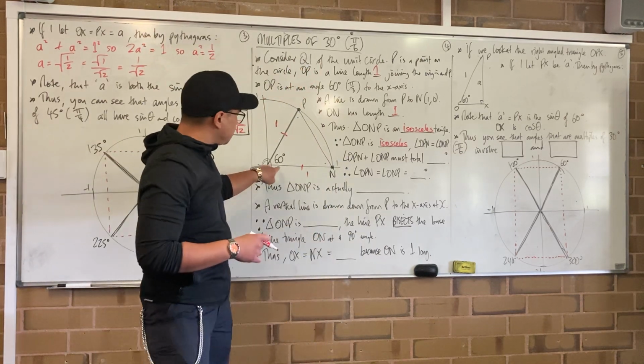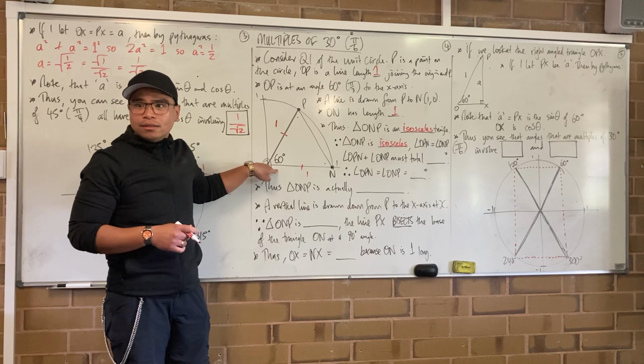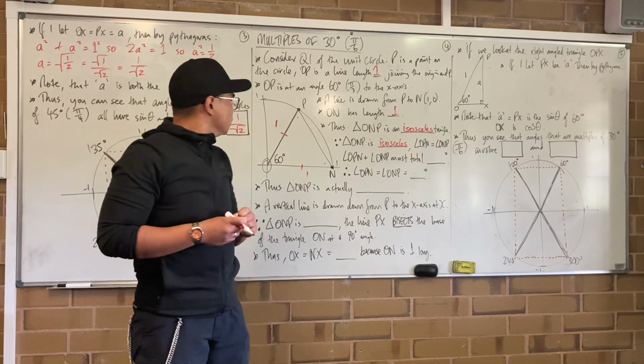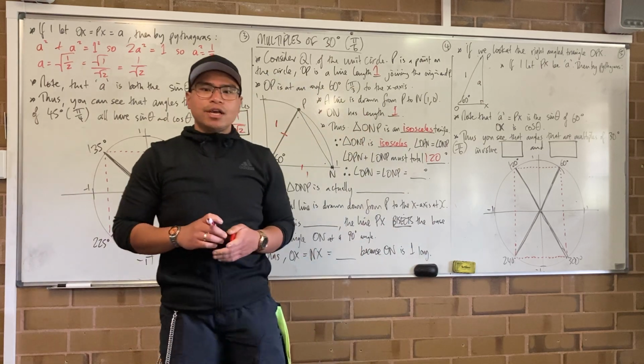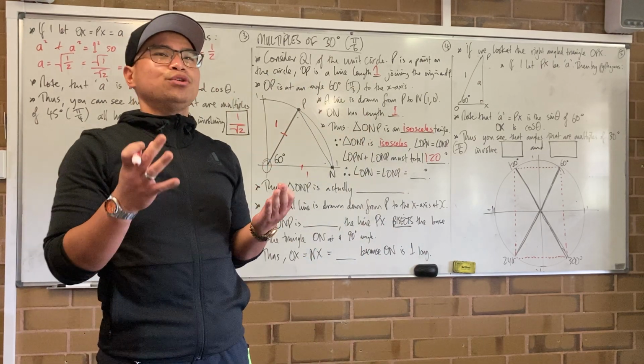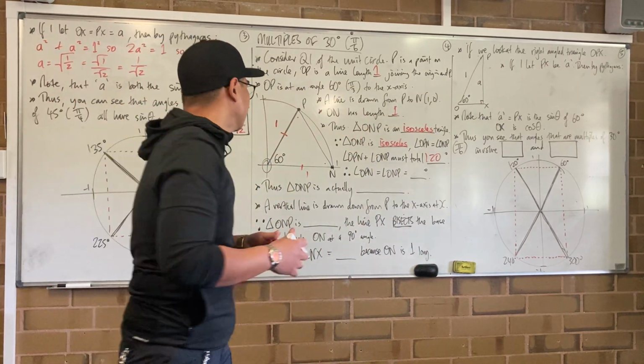180. How much of it has been used up by this already? 60. So how much is left over? 120. But didn't you just tell me those two angles are equal? So what? Two things that are the same. 60.